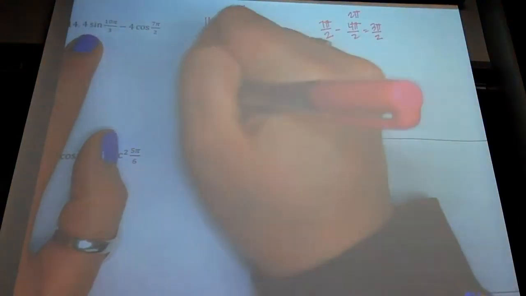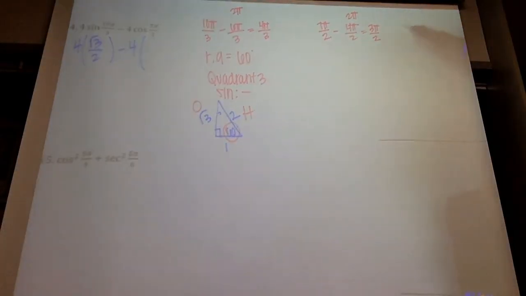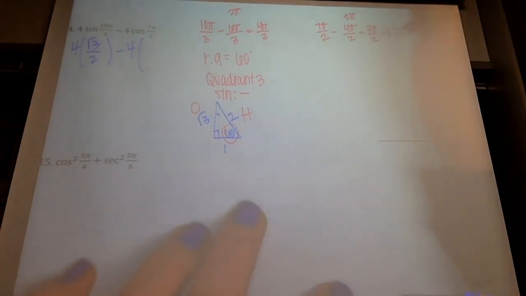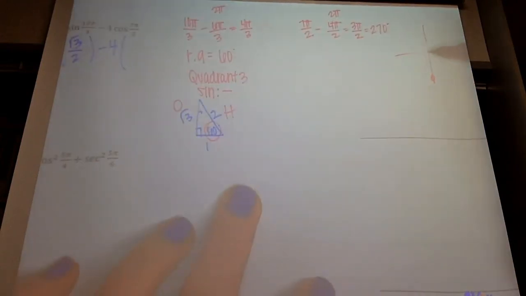So for 60, I need my opposite over my hypotenuse. So I have 4 times root 3 over 2 minus 4 times whatever we get here for cosine. Now, 3 pi over 2 is one of our special ones. It's one of our 90 degree ones. And 3 pi over 2 is the same as 270, which if we're looking at our quadrant is down here. And so that is left and right none, but down 1, so our point would be 0, negative 1.